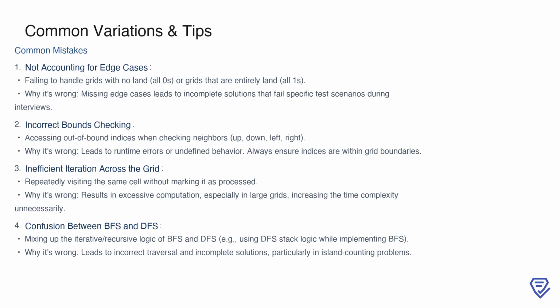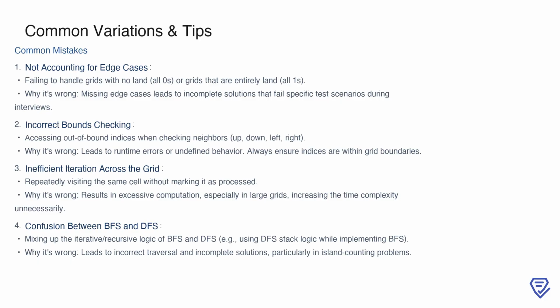Another mistake is inefficient iteration across the grid. This happens when you repeatedly visit the same cell without marking it as processed, leading to unnecessary computations. This is particularly problematic in larger grids, as it can significantly increase the time complexity.